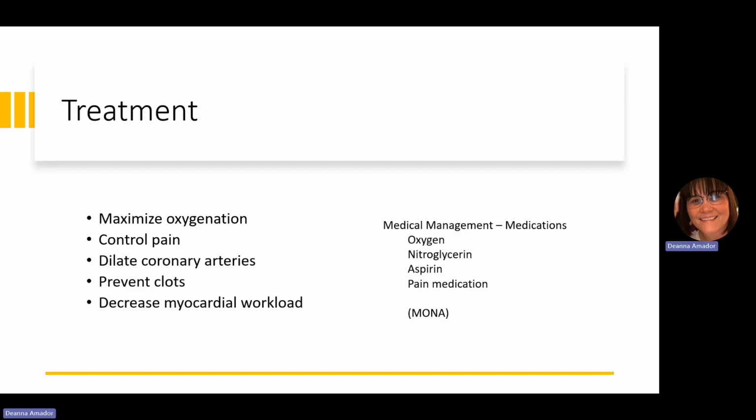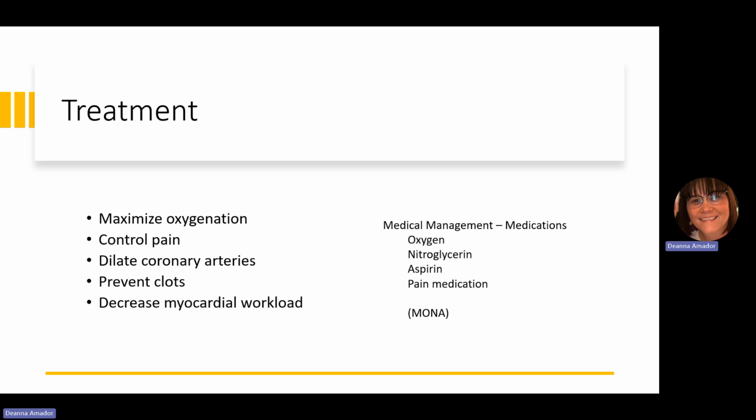As far as treatment, our goal is to maximize oxygenation, control pain, and then dilate our coronary arteries. We also want to do things to prevent clots and to decrease the workload of the heart. So this goes on to talk about, if you think about MONA, we have our oxygen, nitroglycerin, aspirin, and then pain medication, which a lot of times is our morphine that you think about.